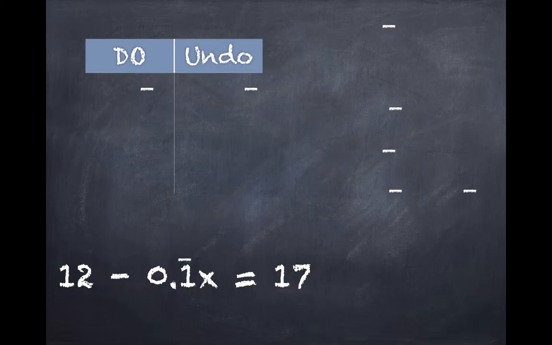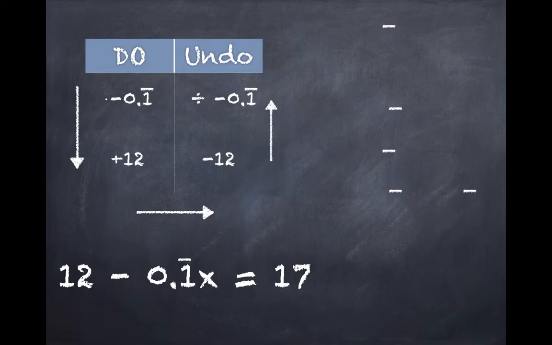What's being done to x? Well, I found x and I see that it's being multiplied by -0.1 repeating. Notice that the only thing that's left is 12 because I included that subtraction with the -0.1 repeating. So the 12 is just going to be positive, and the opposite would be subtracting or -12. And then, of course, to undo multiplication, we're going to divide. So let's see what that looks like as we're moving down, and now we're getting ready to move back up our undo chart. So here we go.